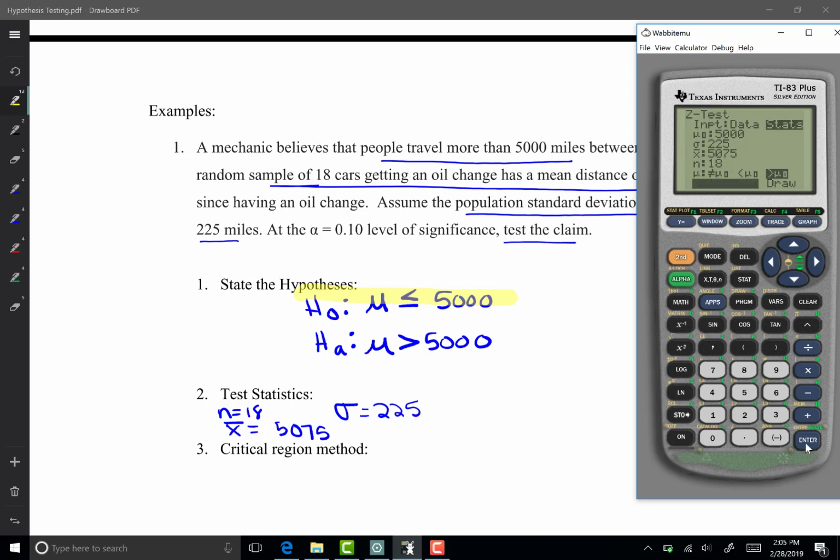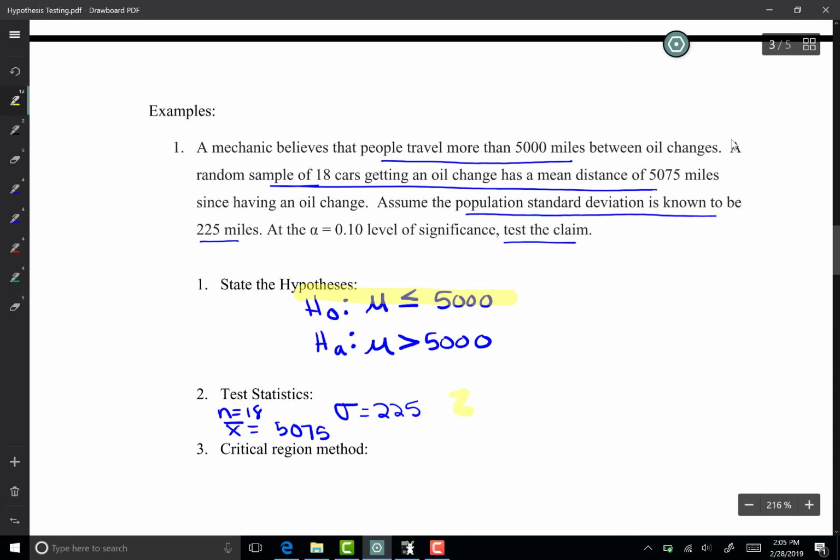Now you can either hit calculate or draw, and I'll explain draw in a little bit here. We hit enter and it's going to calculate your z-test statistic, and then it's giving you what's called a p-value. So let's first write down what our z-test statistic is. It's 1.41. What was that? 1.41, right?